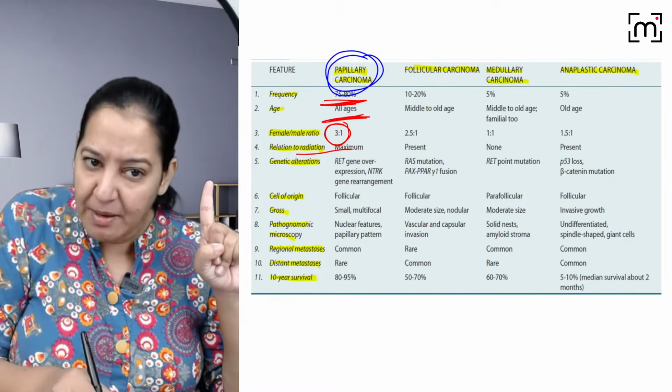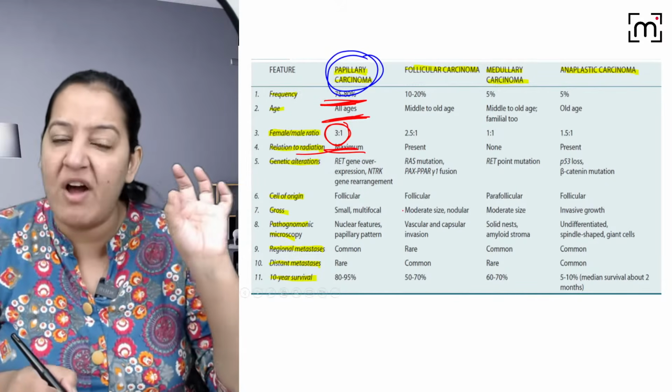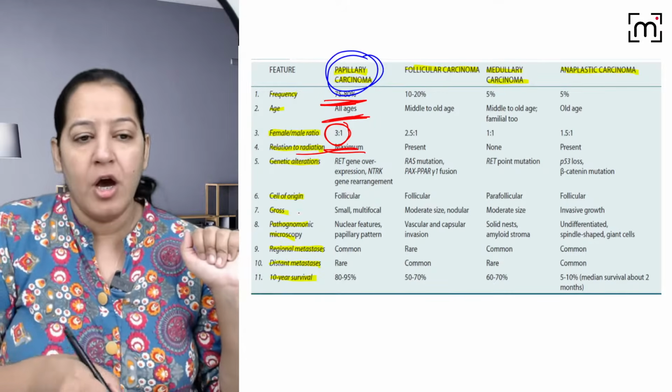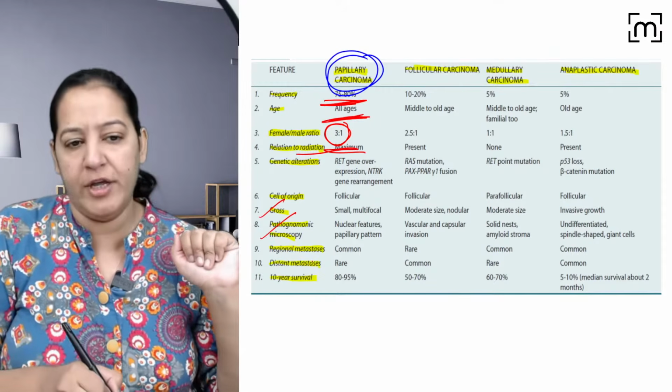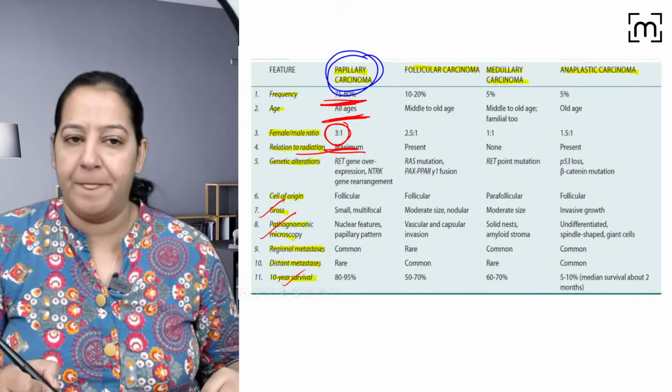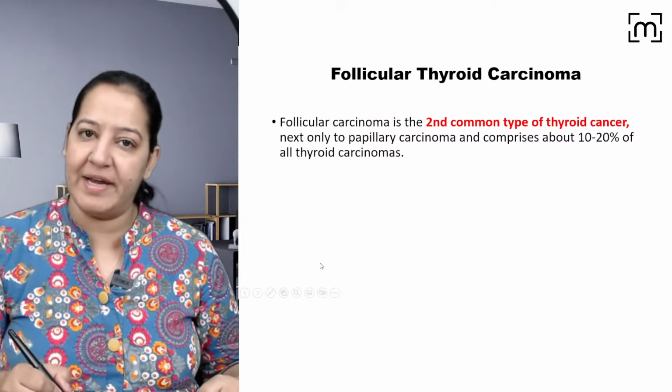It is having maximum relationship with the radiation. The risk factor is the radiation and thyroglossal cyst. Gross I told you, microscopy I told you, right? Prognosis is very good. That's all about papillary carcinoma.